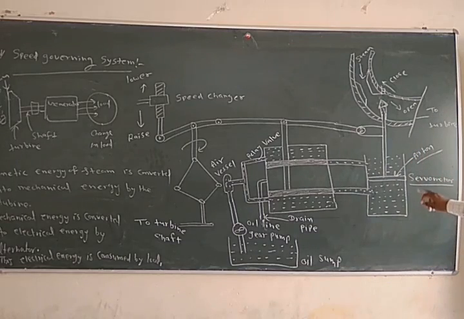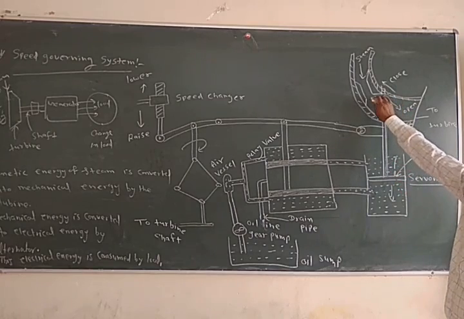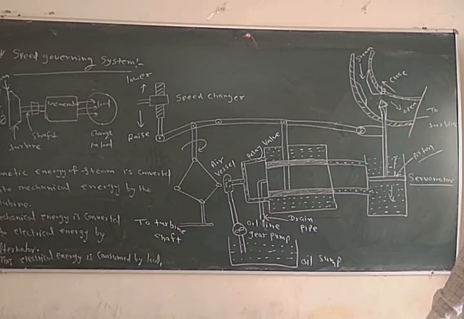So if there is a change in the piston, it may move upward or downward. The change of piston is done with the help of the servo motor, and it depends on oil pressure. The change in position of the piston controls the steam input to the turbine, and the steam input to the turbine is controlled with the help of the piston of the servo motor.